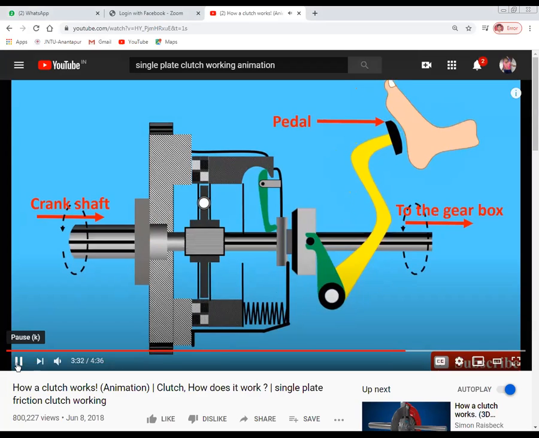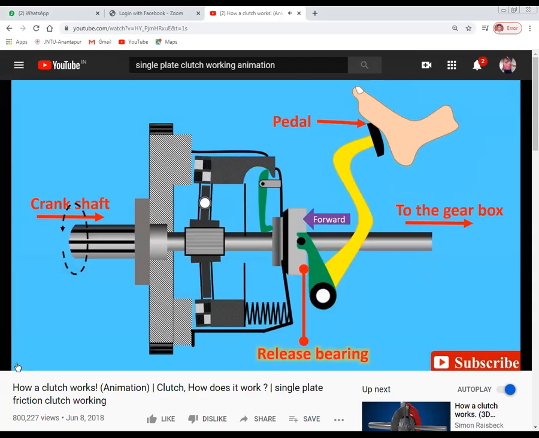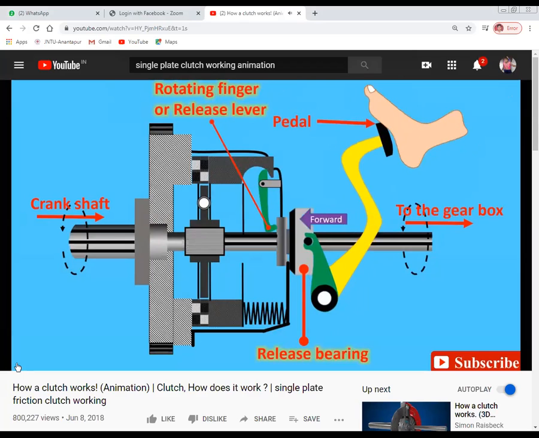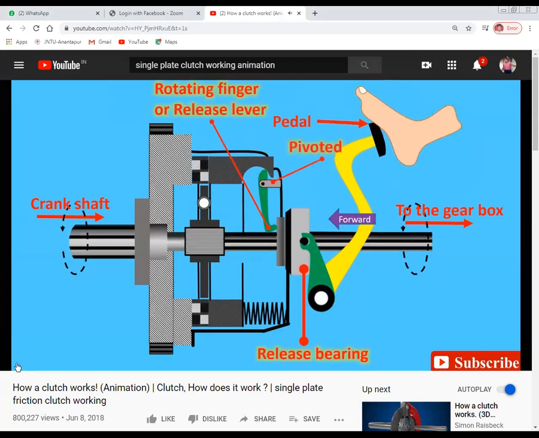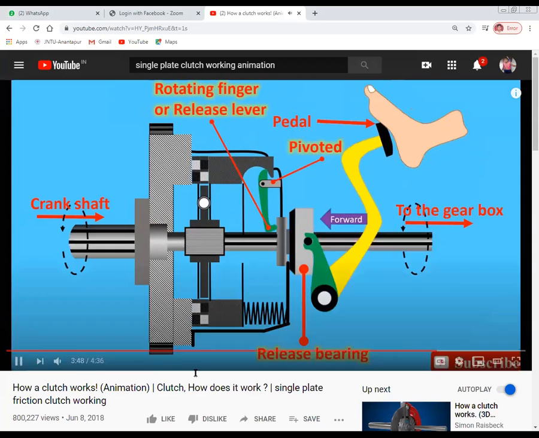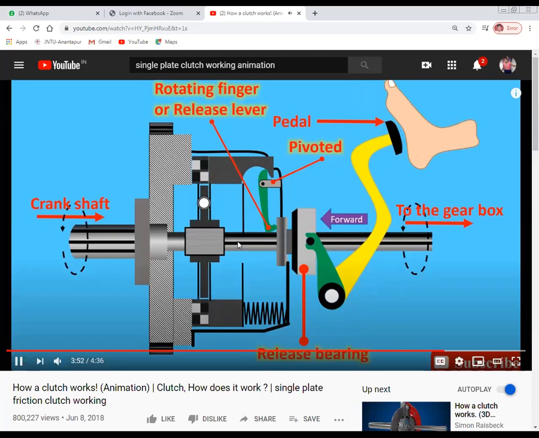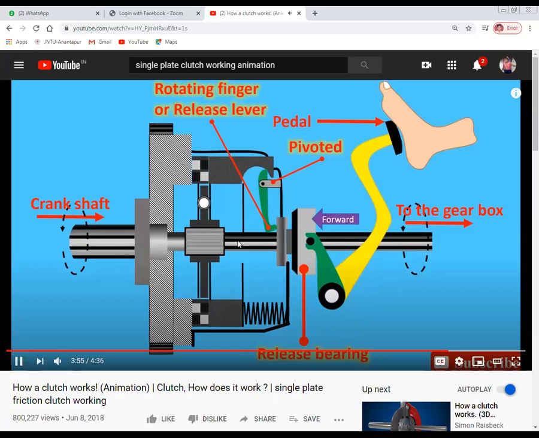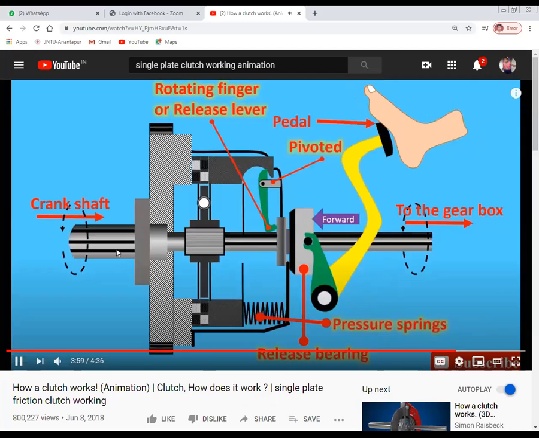See there. Again, the pedal is released, the pedal is pressed, disengaged and engaged. Now it is the engaged position. Now it is the disengaged position. You can observe this plate here also. In the engaged position, it is rotating. In the disengaged position, it is not rotating. See, now it is not rotating. Only the engine shaft is rotating.